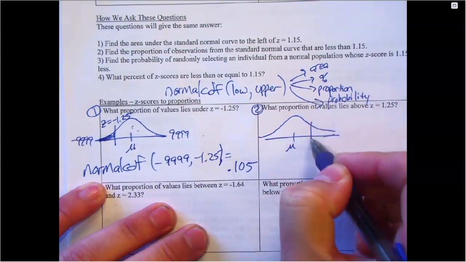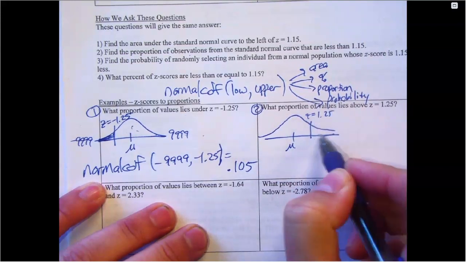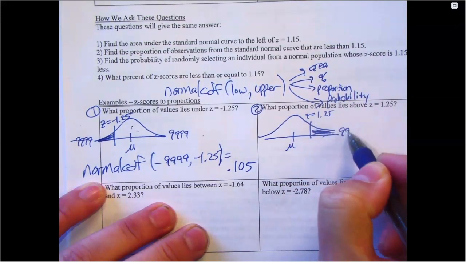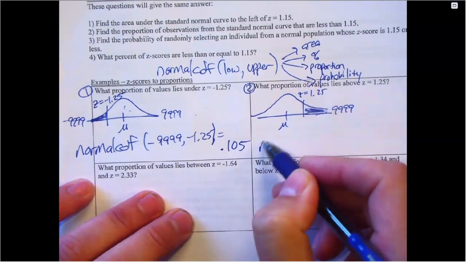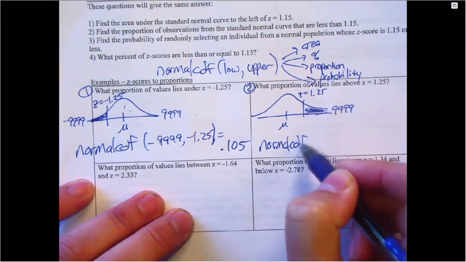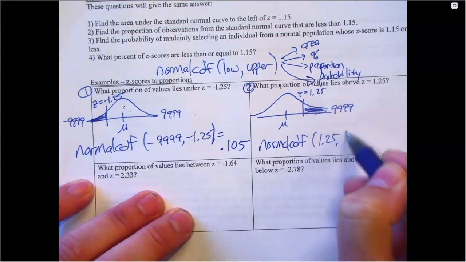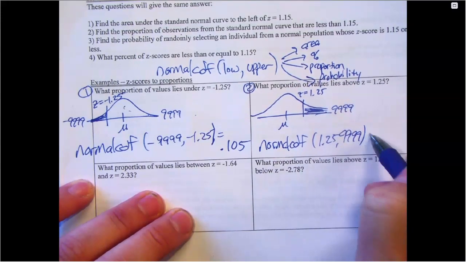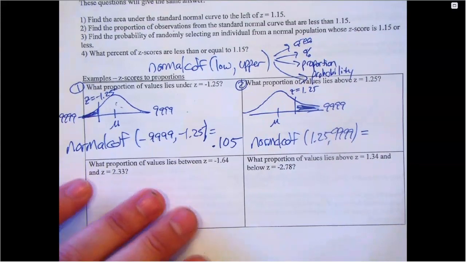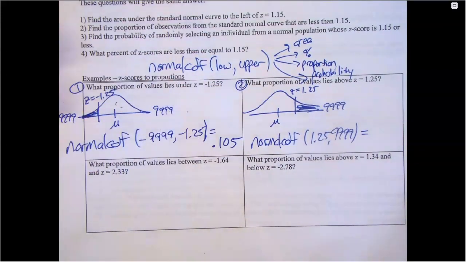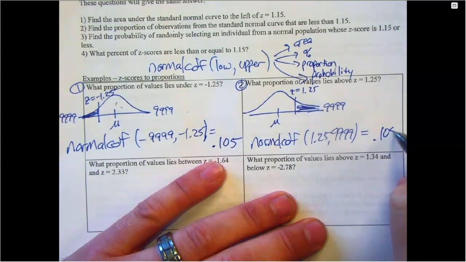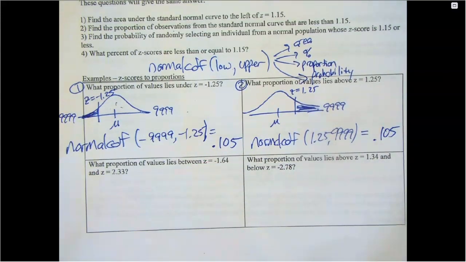So if that's my mu, here's Z equals 1.25. This is 999. So I would type in normal CDF 1.25, comma 99999. And if you want to do it to verify, go ahead, but you will get the same thing because it's symmetric. So, yeah, stay on both sides. Questions on either of those two or how to use it at this point?